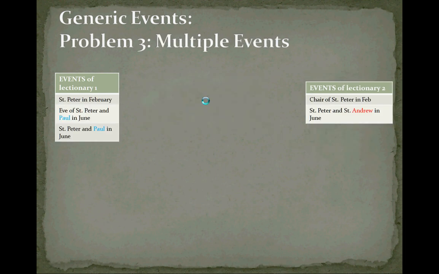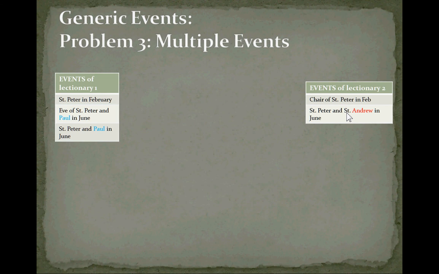There's a third problem. You can have multiple events on the same day. So, for example, you can have Lectionary 1 with St. Peter in February, and with an eve of St. Peter and Paul in June, and St. Peter and Paul in June. So you have 2 saints linked to the same festival here, which consists of a day and a half. And in this other lectionary, you can have again the same event of St. Peter, called a little differently, and a mixture of the same saint with a different saint.